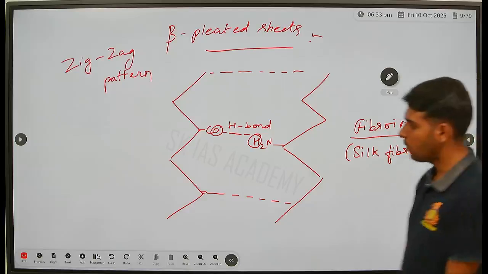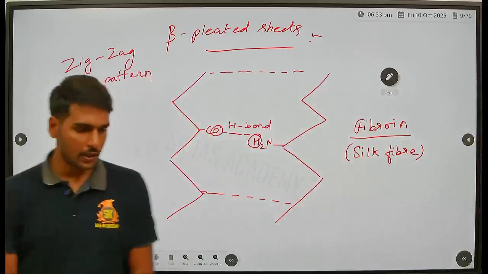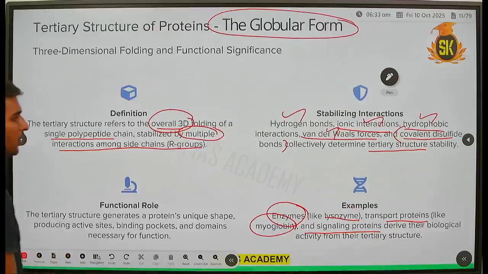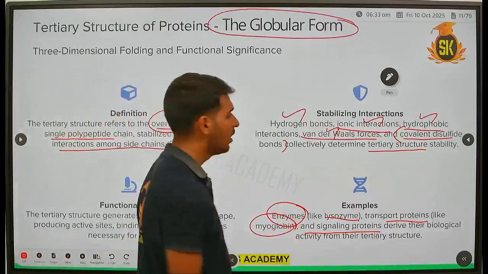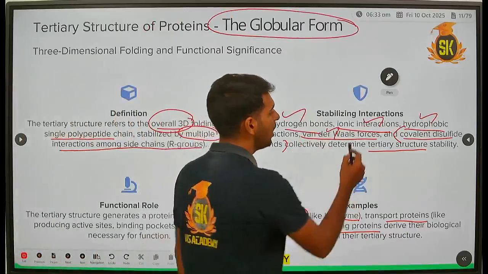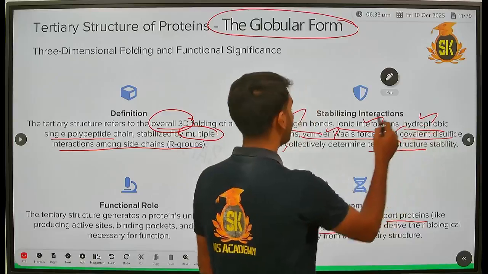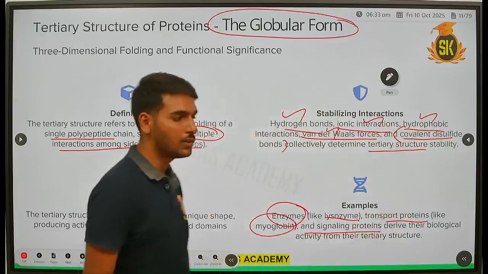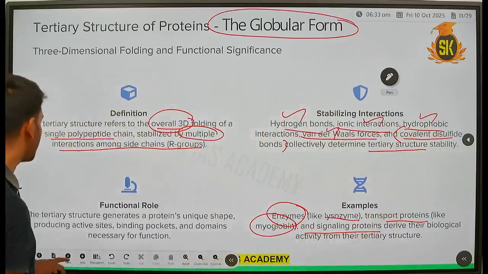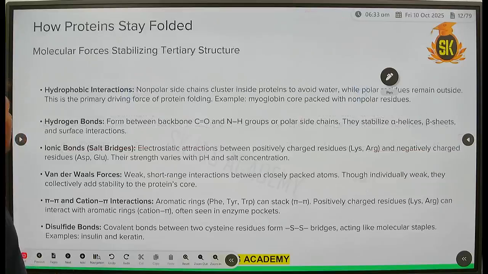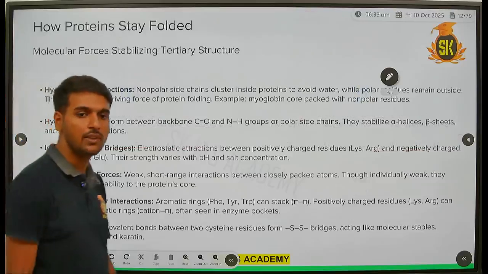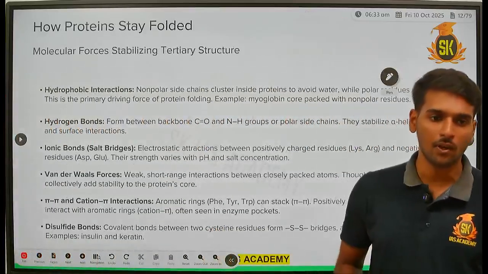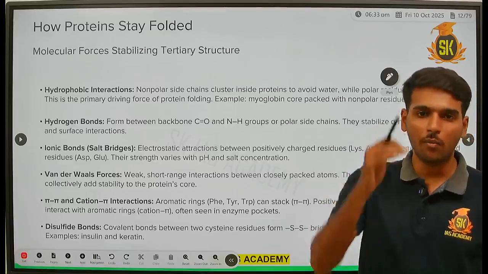Okay. So now we'll continue with the tertiary structure and its interactions. We saw that how many types of interactions is seen? Hydrogen bonding again, ionic interaction, hydrophobic interaction, van der Waals force, disulfide bridges. We'll be dealing with them separately again. So how the proteins stay folded due to the interactions which we just saw. Now we'll understand them one by one.